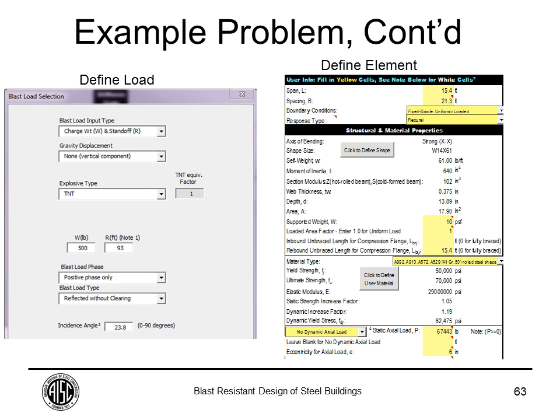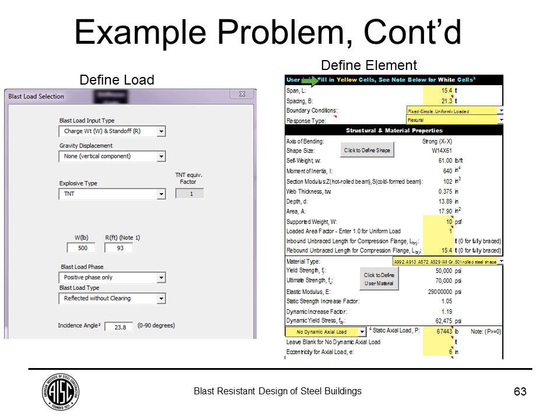So the first step we do in the problem is we define the load. We enter our charge weight and standoff. Remember, we take the slant distance to the very top of the middle of the columns, and we enter our degree of incidence.